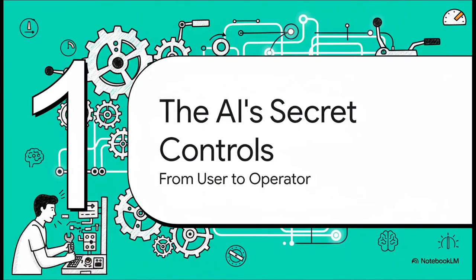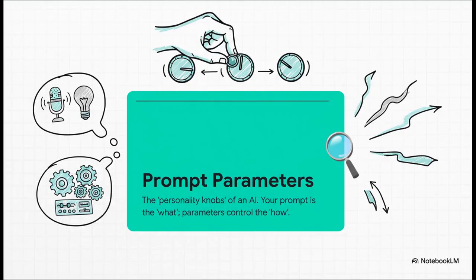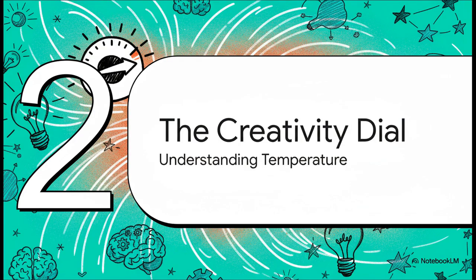So today, we're going to move you from being just a user to being an operator. We are talking about something called prompt parameters. These are the hidden settings that let you dial in the AI's personality and tweak its performance. Think of it like this. Your prompt tells the AI what to do. Write about headphones. Simple enough. But the parameters, they control how it does it. They're like these little personality knobs you can turn to control everything from how creative it is to how long-winded it gets. Let's start with what is easily the most powerful knob on the entire control panel, temperature.